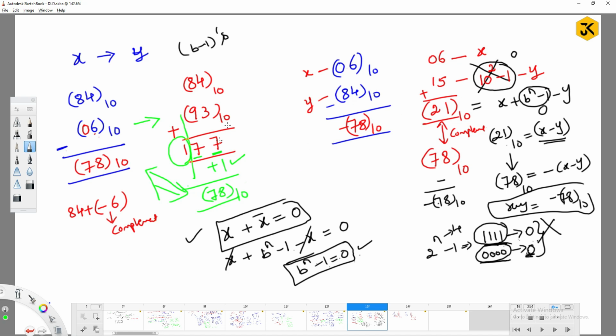Similarly, observe here. This is X, this is b^n minus 1 minus y. I am trying to make this 0, so I am going to get x minus y. If this x minus y generates a carry, I will simply add it as the plus 1. If it is not going to generate a carry, I am going to find its complement and append a minus sign. This is the procedure you have to follow while performing subtraction in any kind of number system.